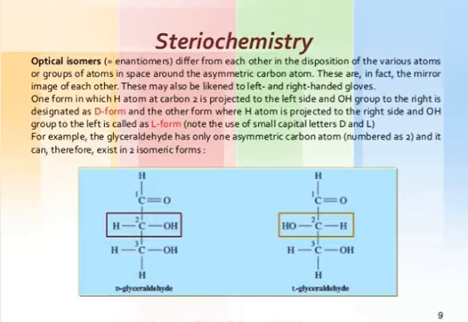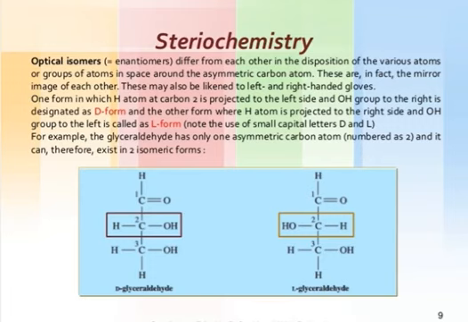Optical isomerism. Optical isomers differ from each other in the disposition of various atoms or groups of atoms in space around the asymmetric carbon atom. What do you mean by asymmetric carbon atom? An asymmetric carbon atom is a carbon atom which is attached to four different groups. The four different groups include H, OH, CHO and CH2OH. There are four different groups.